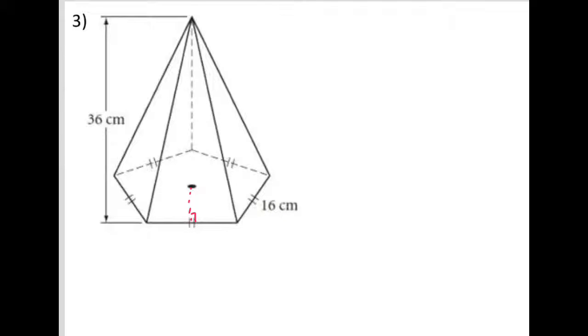So let's do what we normally do. Let's split that up into a triangle right there. This little base is going to be half of 16, so it's going to be 8. And we're going to need to use trig to figure out the apothem. Let's call it y for now, and let's call this theta.